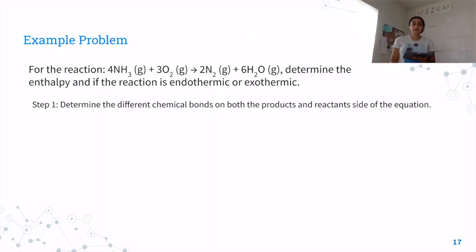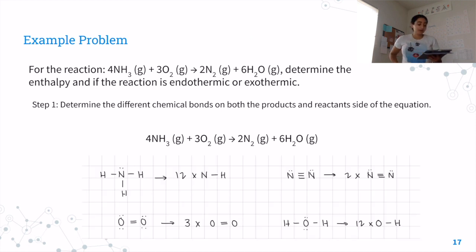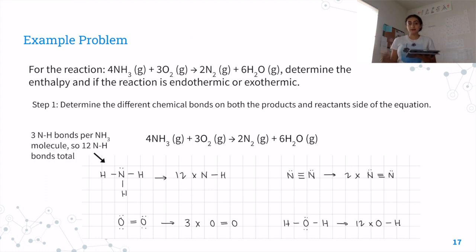So our first step is that we want to determine all of the chemical bonds in our reaction, and specifically this is going to be all the chemical bonds between only 2 elements. So in this reaction, we're going to take element by element. If we start with ammonia, we have 3 N-H bonds in ammonia. So if we have 4 moles of ammonia, or 4 molecules, that means we are going to have 12 total N-H bonds, because we take the 3 from one molecule and multiply it by 4.